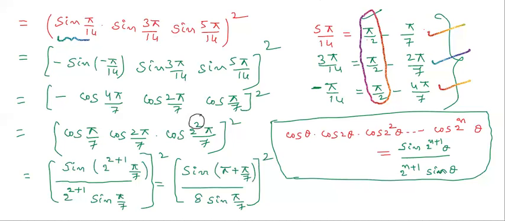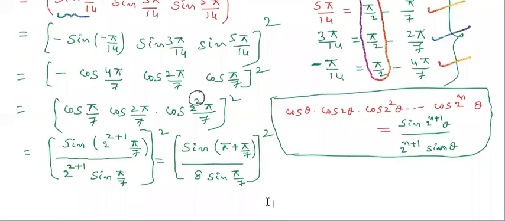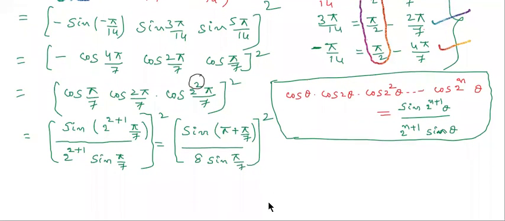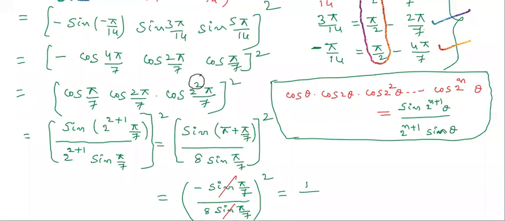Now see that sine of 180 plus theta. 180 plus theta means third quadrant. In the third quadrant, sine is negative. So finally, in the numerator we get minus sine pi by 7. Yes or no? And the denominator 8 sine pi by 7, and whole square. Don't forget the square, whole square. Okay. Now here sine pi by 7 is going to cancel. Minus 1 by 8 whole square means that is 1 by 64. This is the answer.